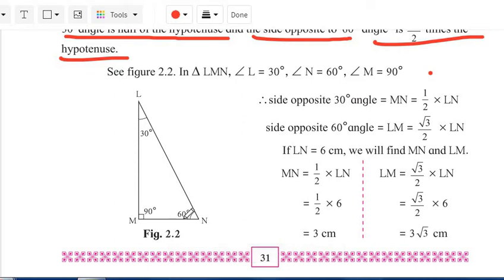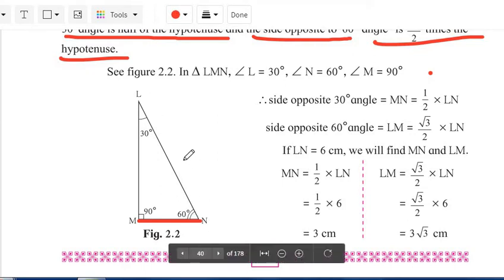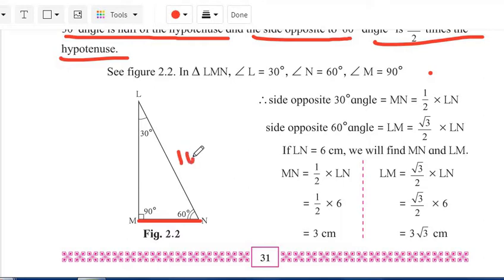Here 30, 60, 90. The side opposite to 30 degrees means this MN. This MN is half of the hypotenuse. Suppose this hypotenuse LN is 10. Then MN is half of 10, means how much? 5. Okay, very easy. Then the side opposite to 60 degrees.